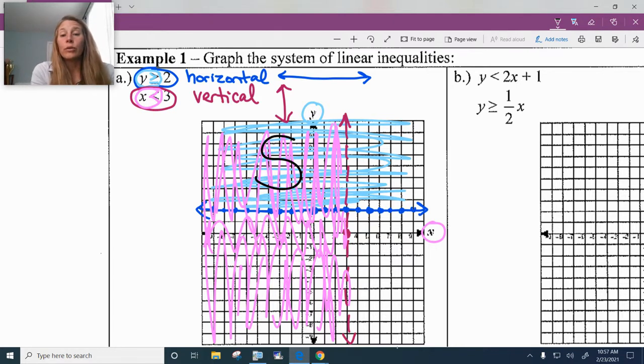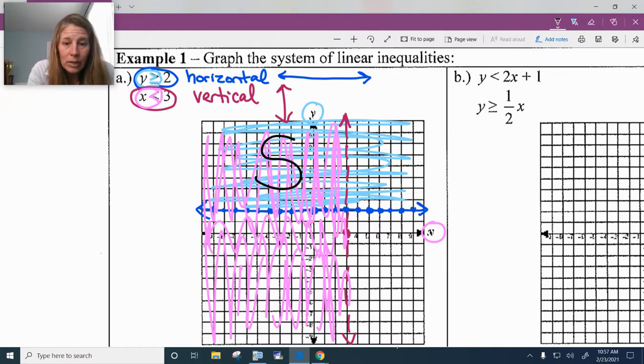So in the blue shaded area, those were all the solutions to my first inequality, and the pink shaded area was all the solutions to my second inequality. But where they overlap is solutions to both, so that would be solutions to the system. So to check my answer, I'm going to pick just any point in that double shaded area.